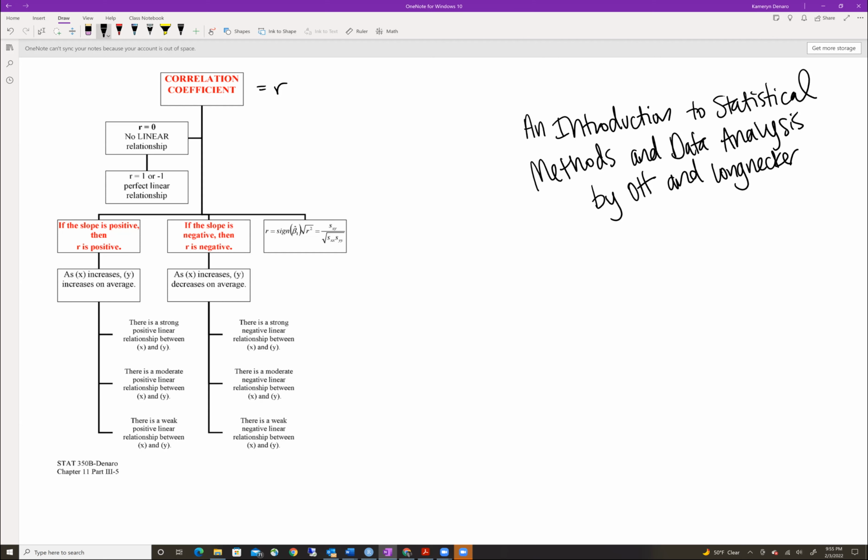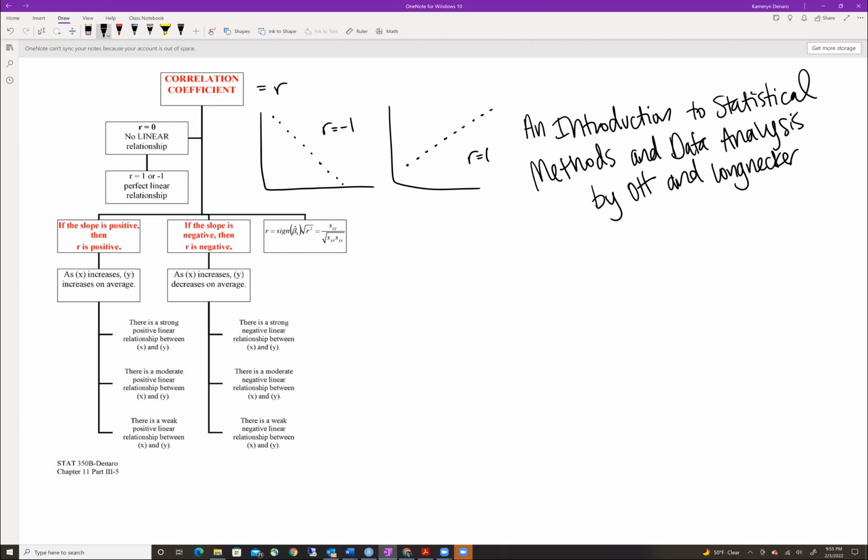In the case where R equals 1, you have points that all lie exactly on a line with a positive slope. This would be R equals 1. And if you have a correlation of -1, all the points lie exactly on a line, but now you have a negative slope, so R equals -1. If your slope is positive, then R is positive.